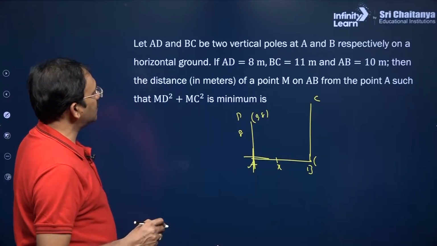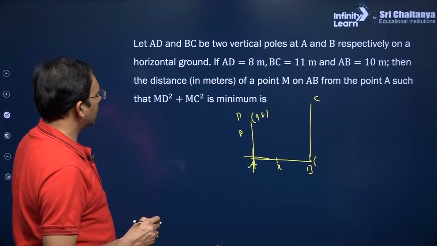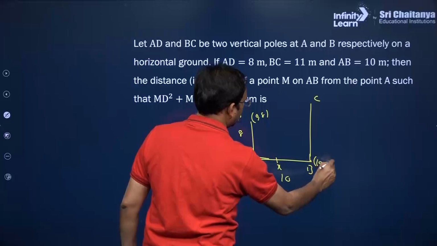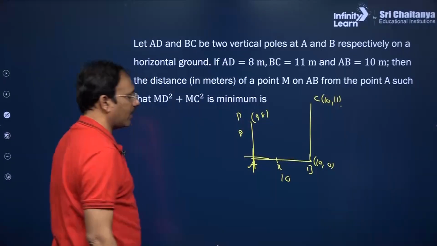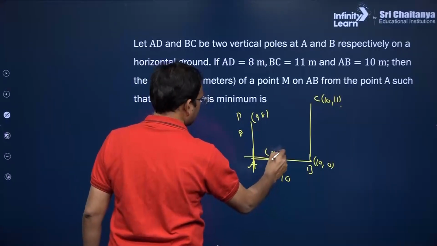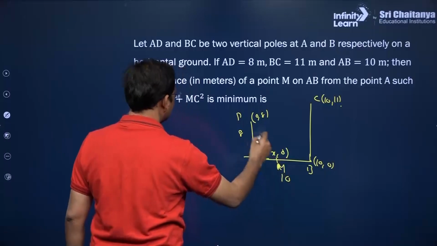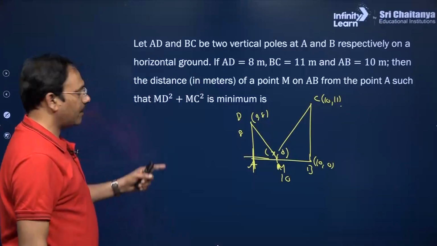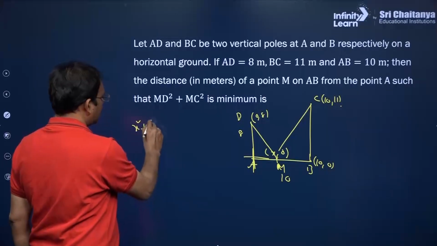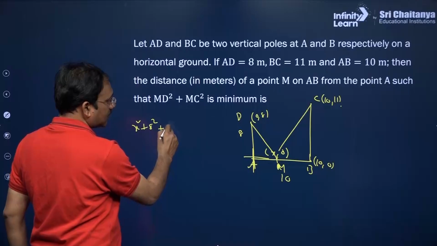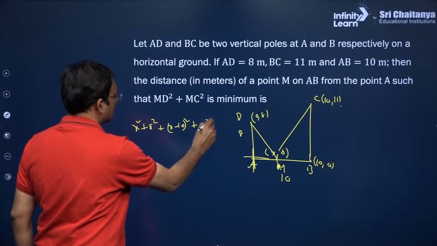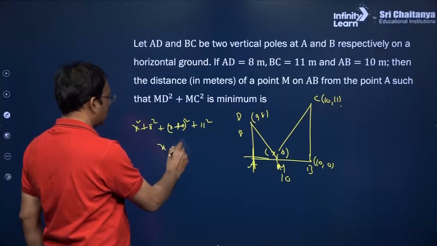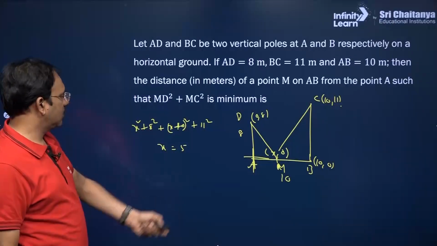AD, BC are vertical poles at A and B respectively on the horizontal ground. Given AD is 8, BC is 11, my dear friends, and AB is 10, it is given. So, 10, 0, and this is 10, 11. Now you just take this as some x, (x, 0). Let it be point M. I just want MD square plus MC square to be minimum. So, my dear friends, this is x square plus 8 square plus (x minus 10) whole square plus 11 square. You just simplify, my dear friends. You will get a quadratic in x. You can find the minimum of this when x is equal to 5, because at minus b by 2a, that is going to be 5.